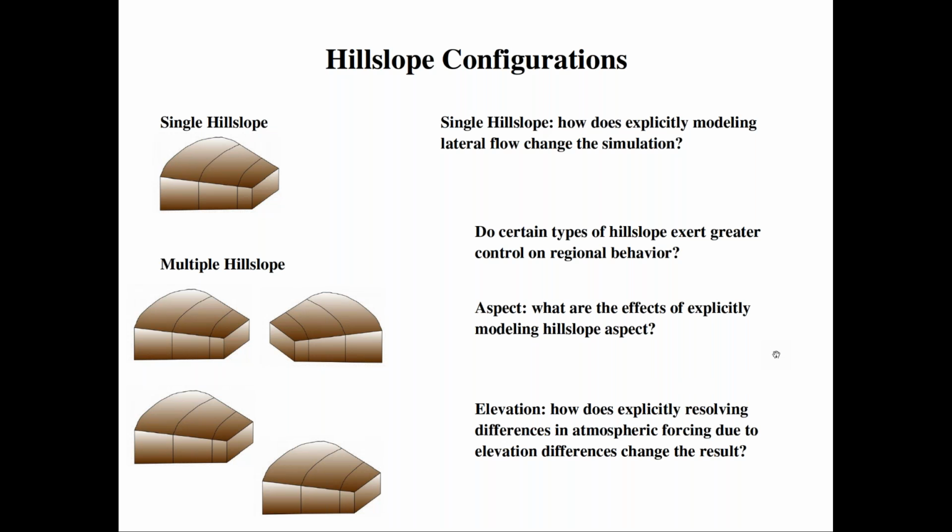But as I said, the way that it's implemented now, there's quite a bit of flexibility, and so we can add multiple hillslopes. This example here is looking at how we can have multiple hillslopes, and we can then look at things like having different radiation loads due to changes in aspect, changes in slope between the hillslopes. In the lower left, we can have hillslopes with different elevations, and so we can start to ask how does having differences in atmospheric forcing as a function of the elevation gradient affect the simulation. So there's a lot of different ways that the model can be configured to incorporate some of these ideas.